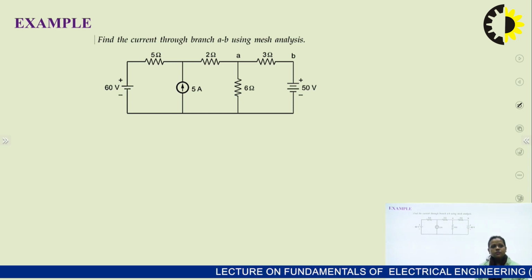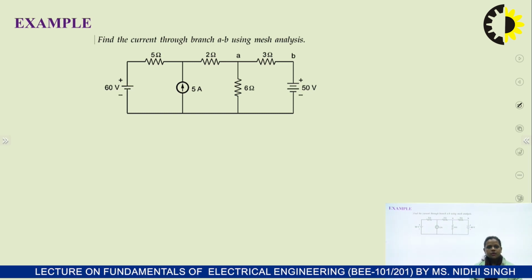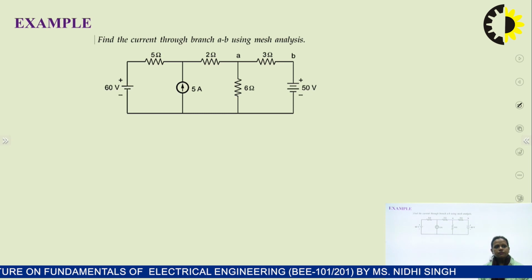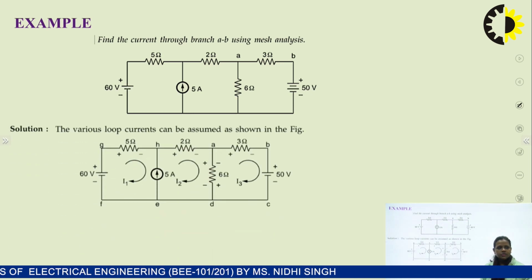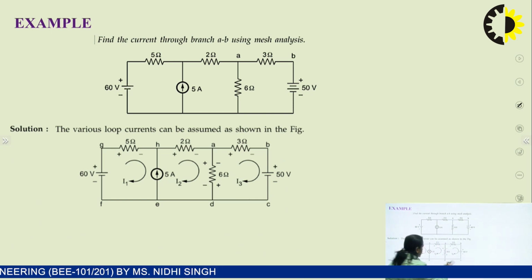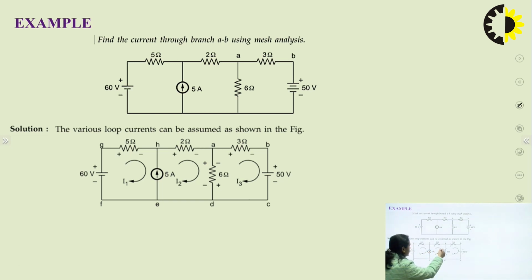So how will we solve this question? For solving this mesh analysis, the first step is to identify the number of meshes, right? So first we will identify the number of meshes. We can see that there are 3 meshes. The first step we have done: we have identified the number of meshes. The second step, we will assume the currents.